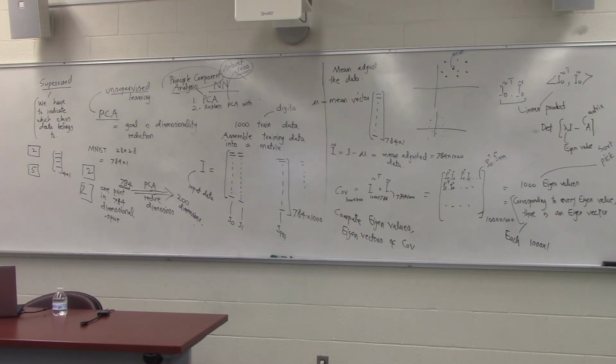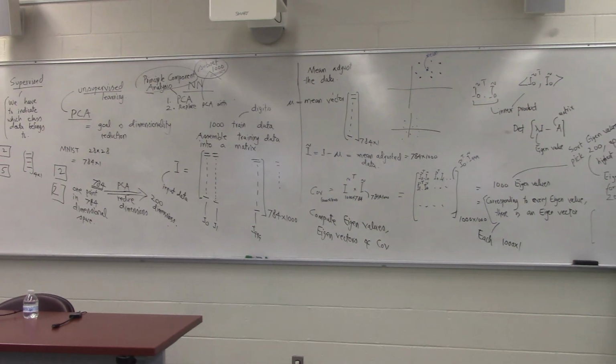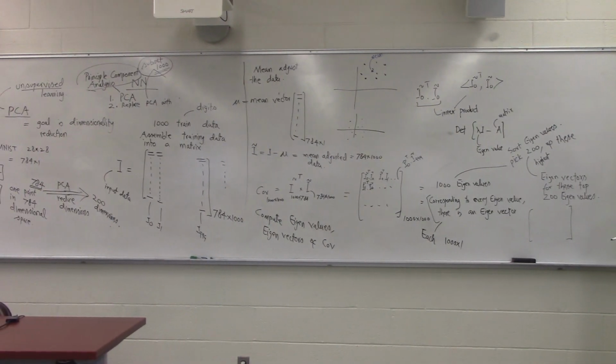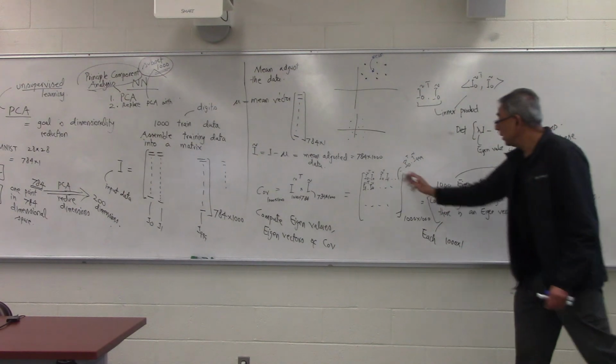Okay, so now let me ask you, if I put those eigenvectors side by side, what will be the size of this matrix? What was each eigenvector that we obtained?